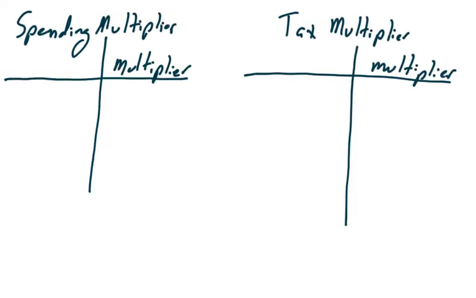So let's get on with the formulas and try to find both the spending and tax multipliers. So first of all, the formula for the spending multiplier is going to be 1 over MPS. All right, 1 over our marginal propensity to save. So what does this all mean?